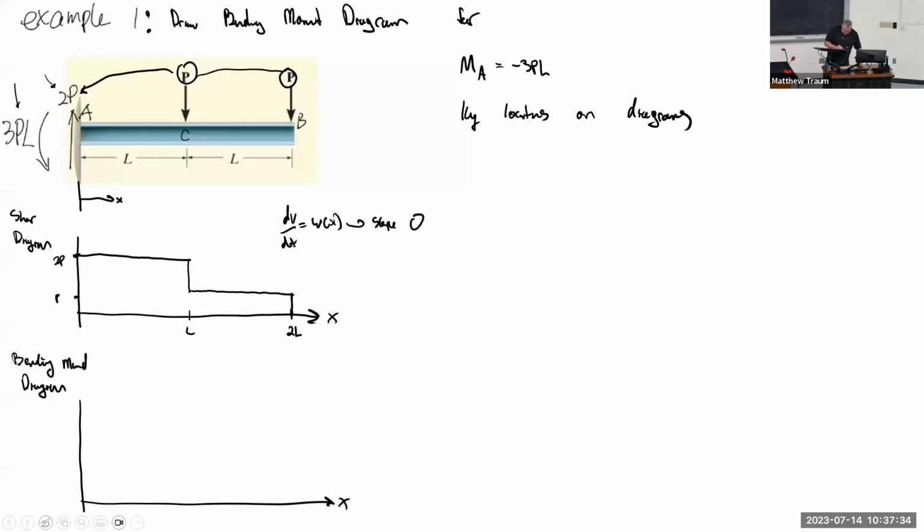The key points to make here in this example are the way that I got this slope, which is 0, is to go back to this equation and remember that there's no load from A all the way to C. The way that I got this slope, which is also 0, is the same reason. Even though there's this point load here, as I go from C and traverse my way to B, there's no load in there either. So those slopes are 0 because W is 0 in those regions.